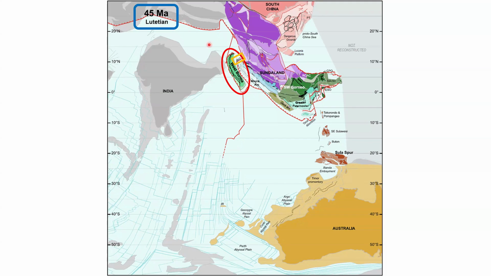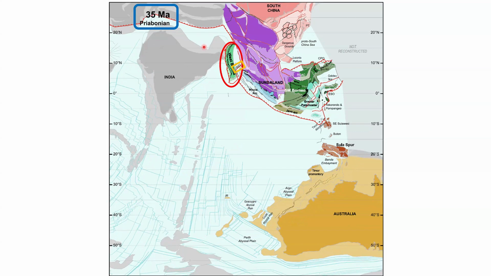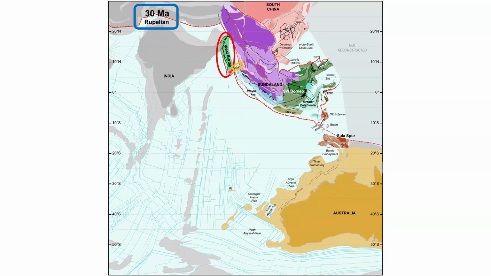45 million years ago, things are still rotating. India is still moving northward. Continuing at 40 million years, 35, 30 million years ago. By this time, West Burma or Myanmar has made complete contact with Sunda land, is now colliding there. The Andaman ophiolite is now south of that block, and India is well into its collision time.